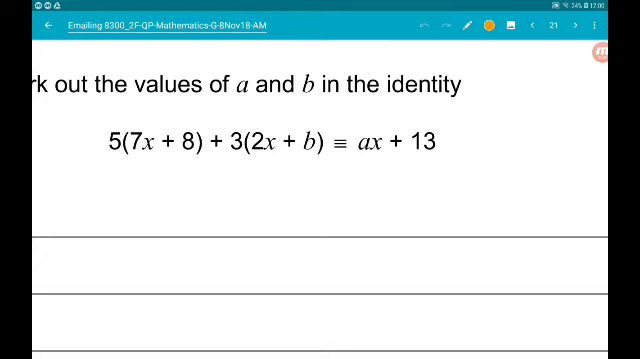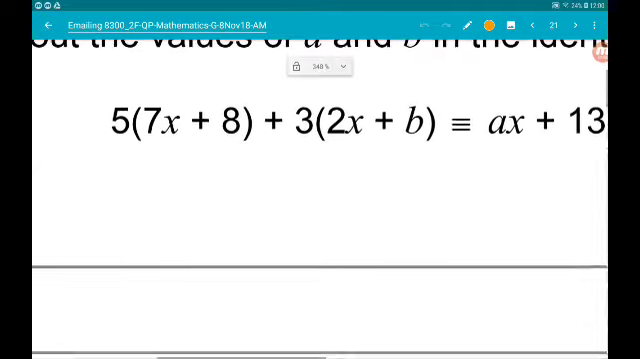So this little three-line equal sign is an identity. It means the stuff on the left is identical to the stuff on the right. So we are not trying to solve for x or a or b. What we're going to do is expand the brackets on the left first of all, and we'll explain it as we go.